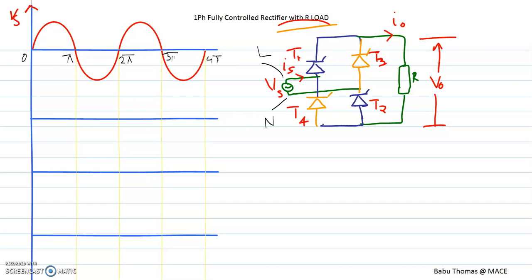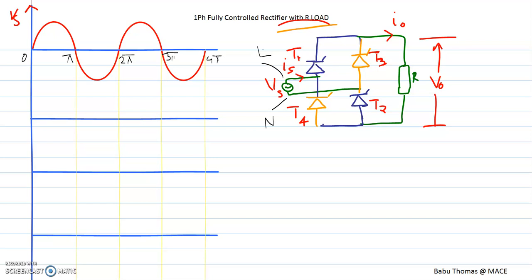So from 0 to pi, you can see that the thyristors T1 and T2 are forward biased. Since T1 and T2 are forward biased, if you give a triggering pulse or a firing pulse to the thyristors T1 and T2, then both of them get switched on, and therefore your current will be flowing from the point L, then to T1, then to the load resistance R, then T2, and coming back to N. So that is how the system is going to work during the positive half cycle.